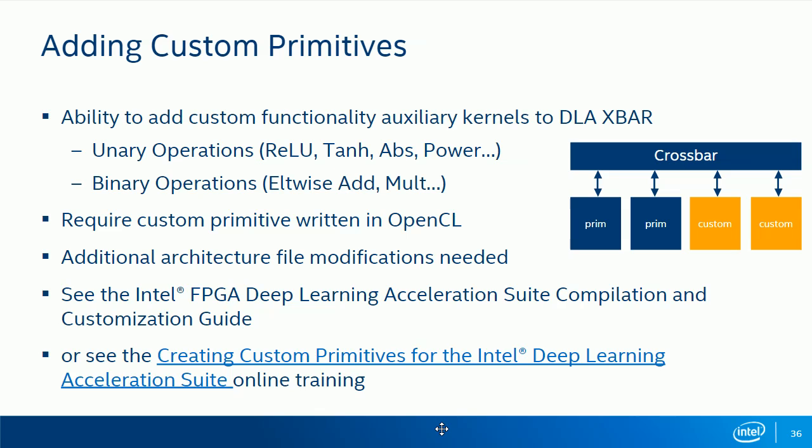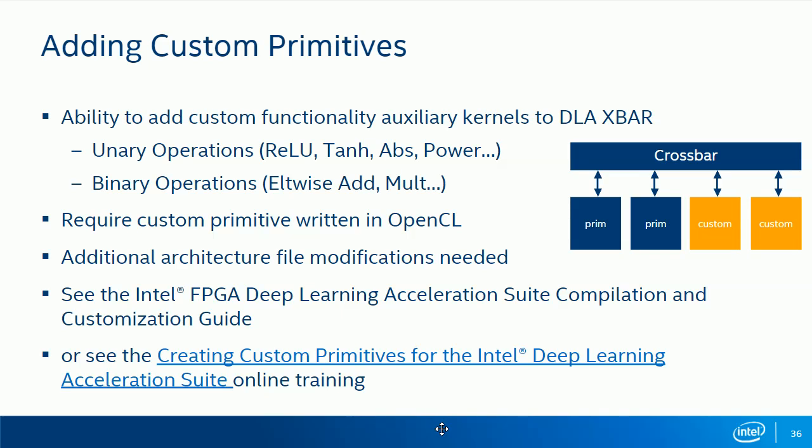In addition to enabling supported auxiliary kernels such as pool and norm, you also have the option of creating custom primitives and adding them to the DLA. The Intel FPGA DLA suite provides support to add unary operations such as various activation primitives, tanh, ABS, power, etc., as well as binary operations such as element-wise add or mult.